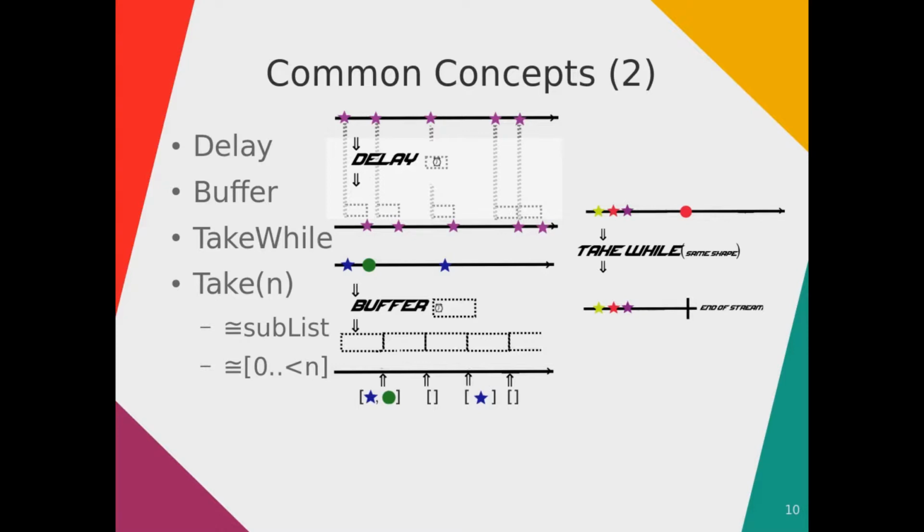So here it's saying take while the shape is a star, so when you get a circle it then terminates the stream. And a similar method, take N, which just takes some number of items, is similar to sublist, or in Groovy the range operator using the bracket operation.